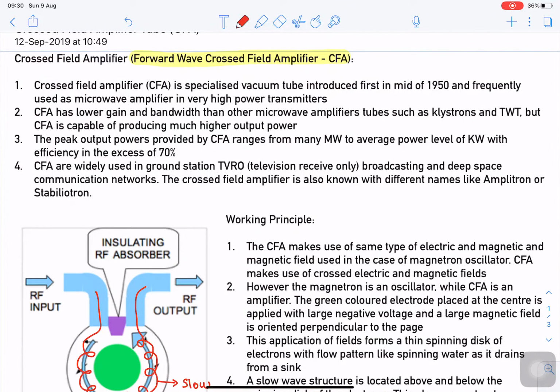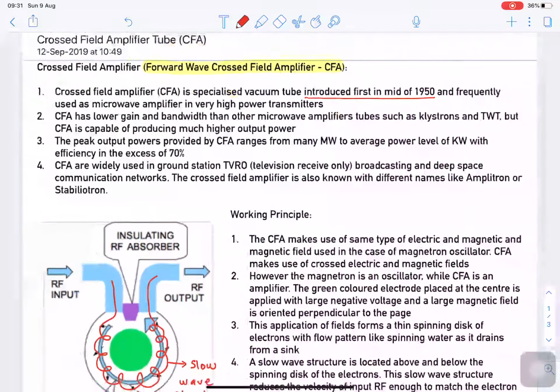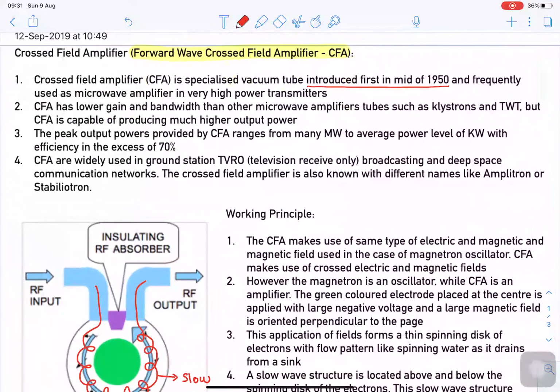So the cross field amplifier is a specialized vacuum tube, and it was first introduced in 1950, and it is frequently used as a microwave amplifier in very high power transmitters. So the basic use of cross field amplifier tube is in high power transmitters for the amplification of the microwave signal. The cross field amplifier has a lower gain and bandwidth, right? So this particular property is very important over here. As discussed here, the cross field amplifier is supposed to have lower gain and bandwidth product.